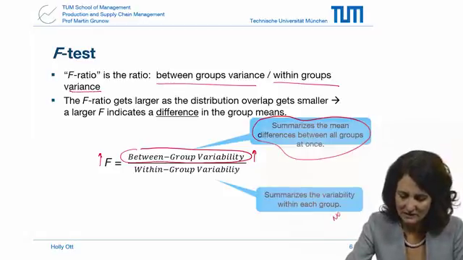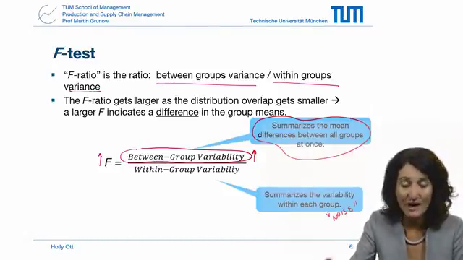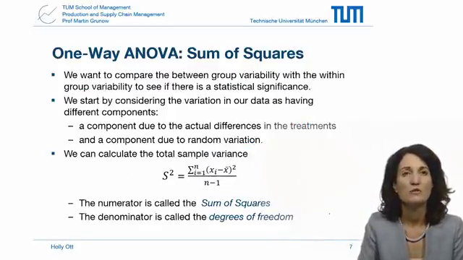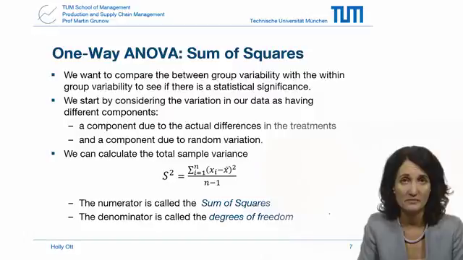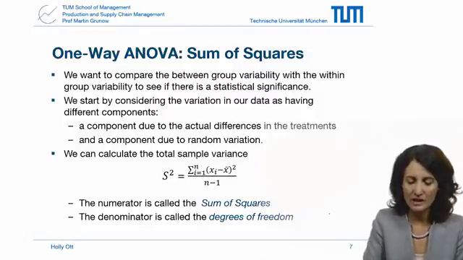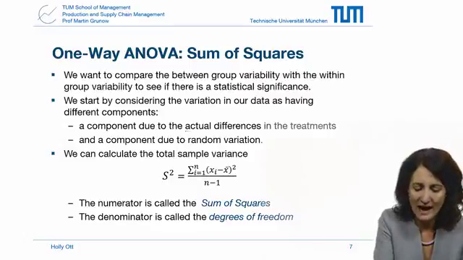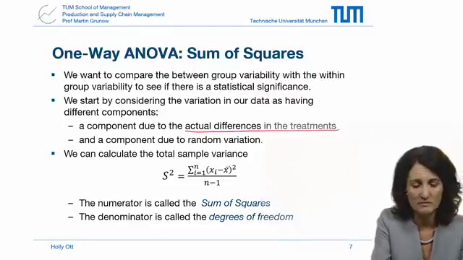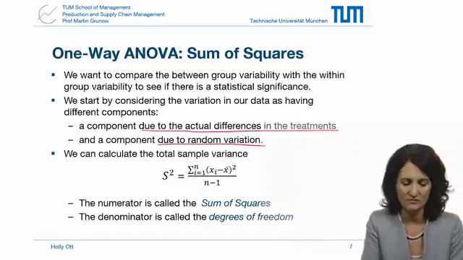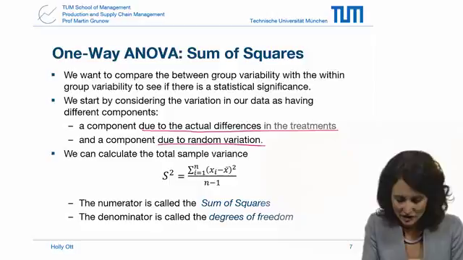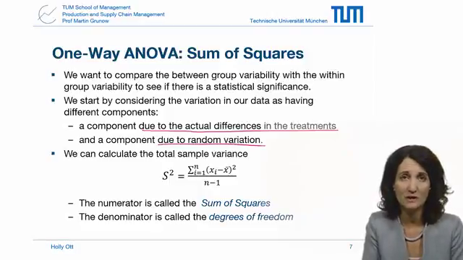You can think of this as noise, as random error, right? So we need to do this by using what is called the sum of squares. We're going to start by considering the variation in our data having different components. We have a component due to the actual difference in the treatments and a component due to random variation. Now, as we've done before, I know there's an equation here, but we've seen this equation right at the beginning of the course.